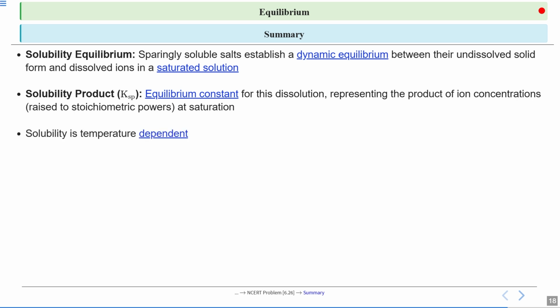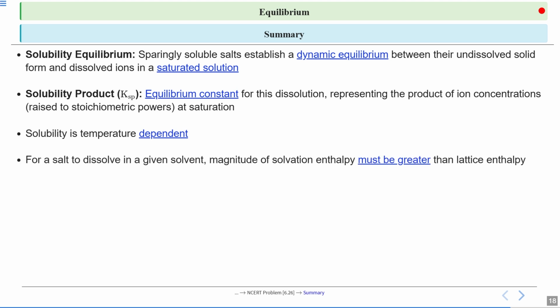Then we saw what are the factors that affect the solubility. So the most important factor is temperature, which is mentioned here, and then we have lattice enthalpy, solvation enthalpy, and the solvent effect. Further, if you want to dissolve a salt in a given solvent, then the magnitude of solvation enthalpy must be greater than lattice enthalpy. We saw that in the discussion of the polar and non-polar solvent, right? So if you are releasing more energy as compared to the energy involved in breaking the lattice, then and only then your salt will be soluble.